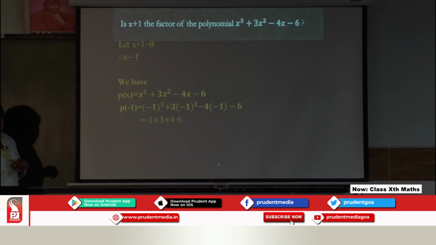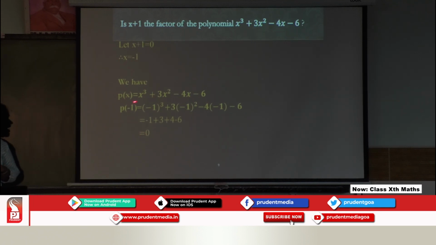So after you solve this, you get 0. See, 3 plus 4 is 7, minus 1 minus 6 is minus 7. So 7 minus 7 is 0. So we are getting the final answer as 0. That means this minus 1 is the zero of this polynomial.